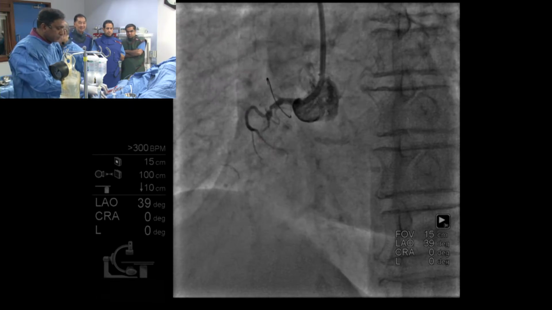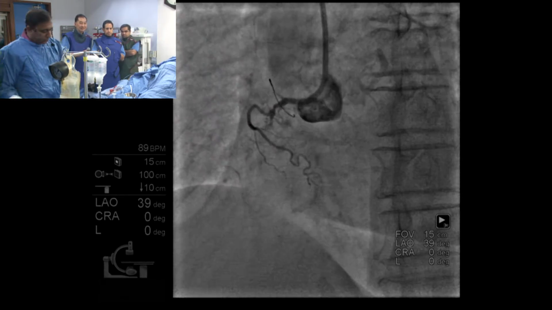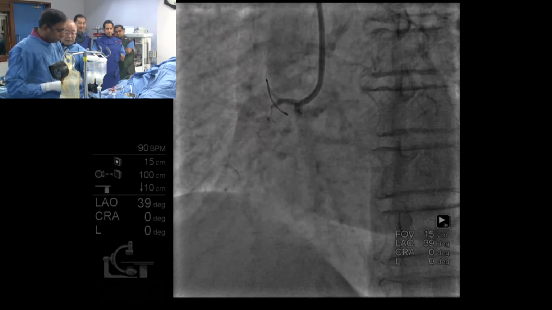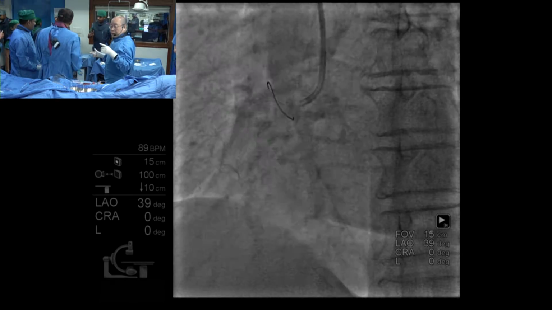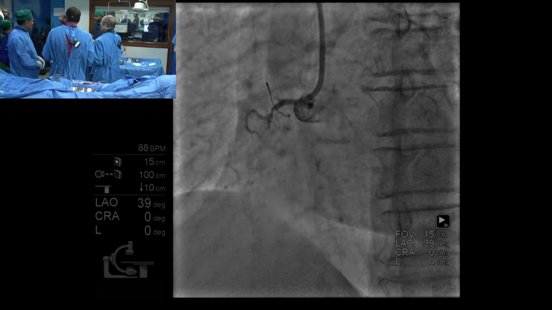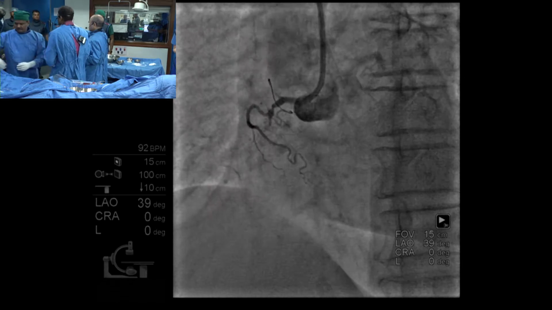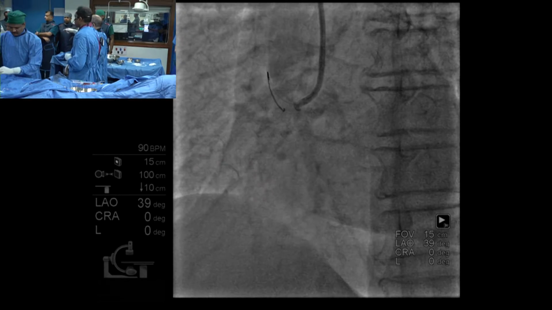Okay, so Dr. Saito, what's your first wire strategy there? I want to take the Gaia first, with a microcatheter.